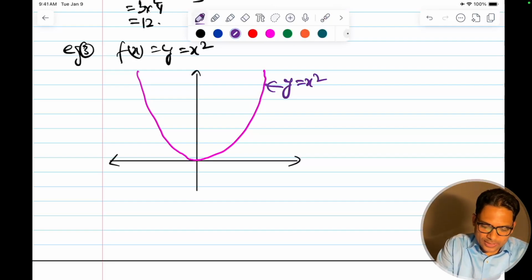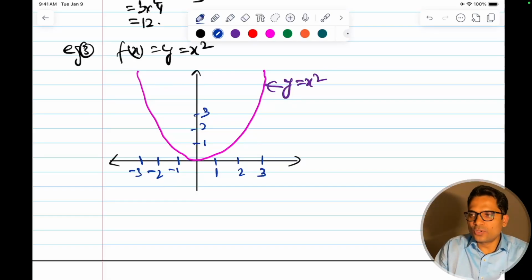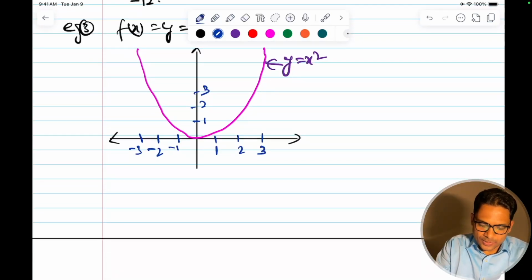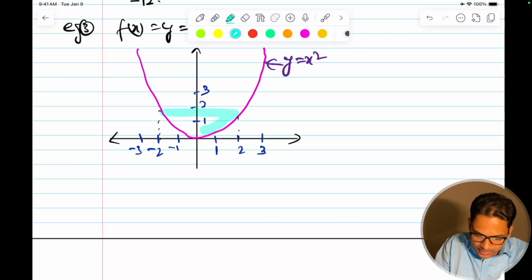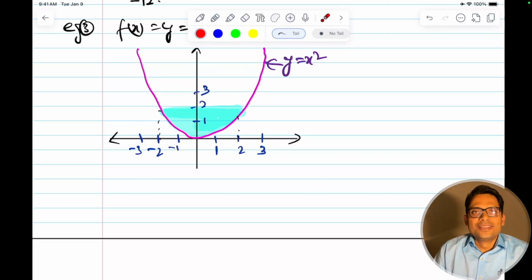If I want to calculate, say for example, these units are 1, 2, 3 like this here, and here minus 1, minus 2, minus 3 like this. And if I want to calculate the area between these 2 points, from minus 2 to 2, I'll just color it. Say this area, between minus 2 and 2, I want to calculate only this area. Do we have any ready-made formula for this? No, right? So that's why.